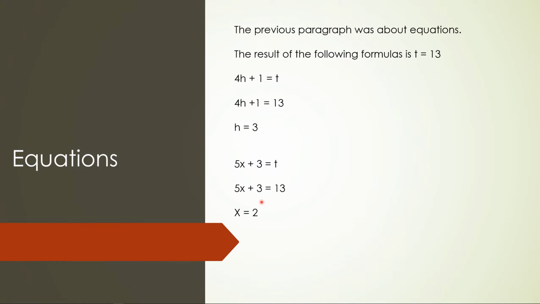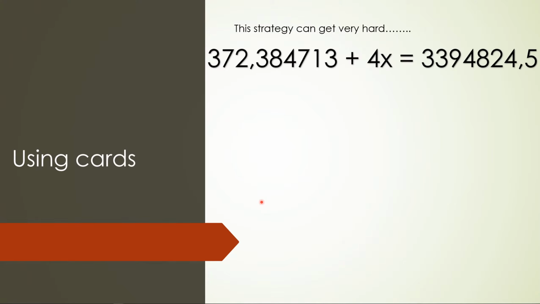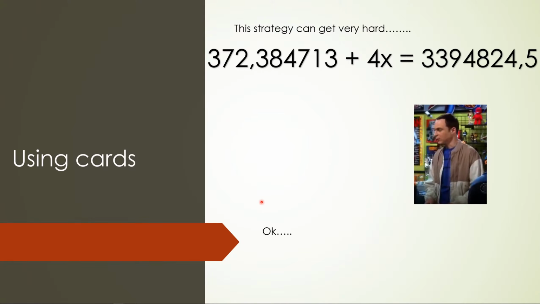It can get very difficult to solve these equations this way. For example, I'm sure no one can solve this one with that strategy. Let's say almost no one can solve it.